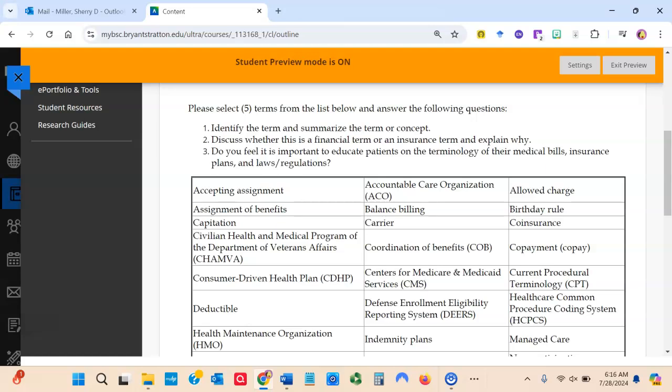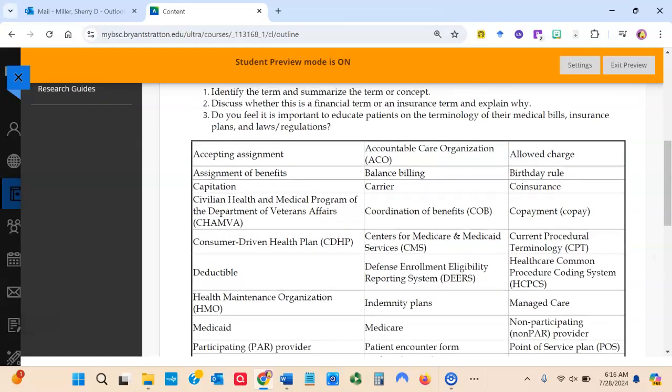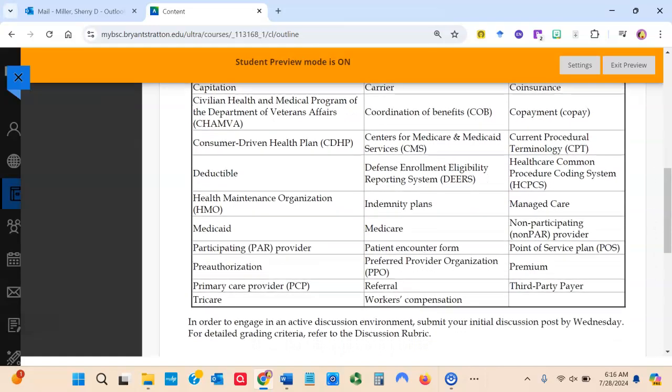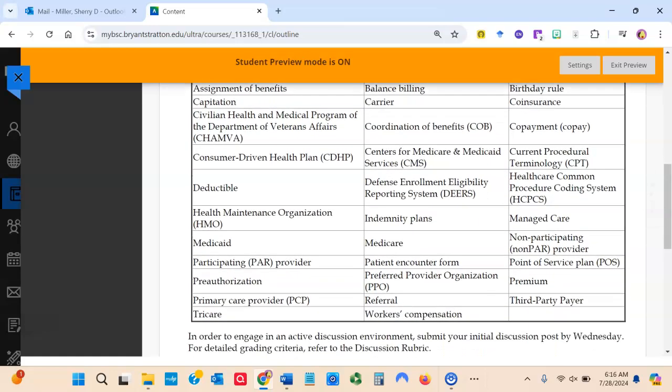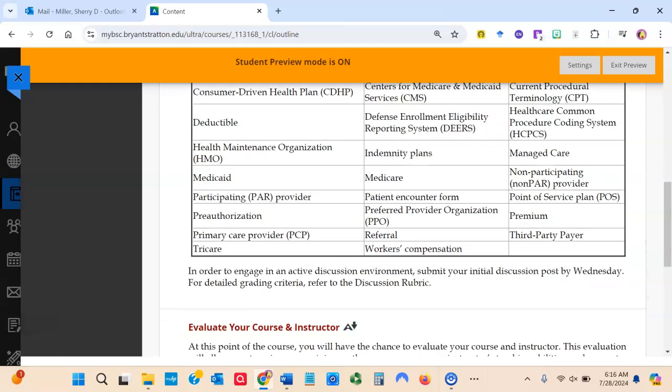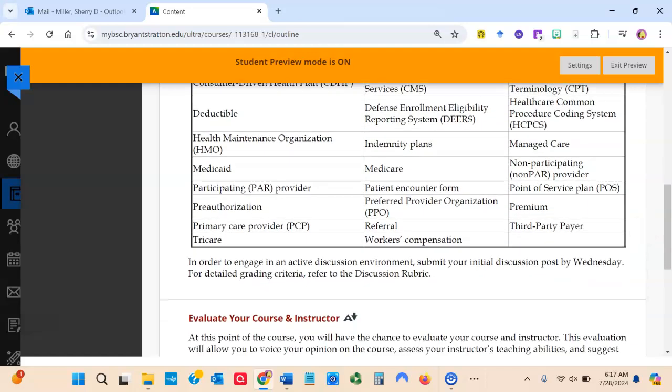And then finally, do you feel it's important to educate patients on the terminology of their medical bills, insurance plans, and laws and regulations? So you have a nice long list here of terminology that you can choose from, but you do need to choose 5 in order to engage in an active discussion environment. Remember, it's best practice to submit your initial post by Wednesday. This allows you enough time to participate over 3 separate days and to respond to 3 of your classmates.